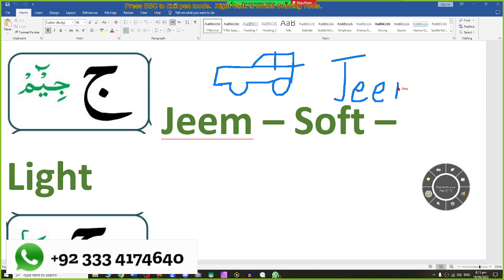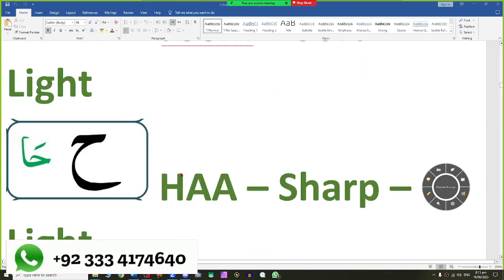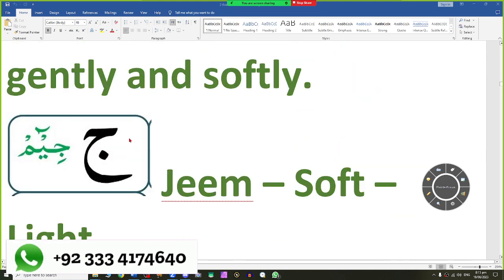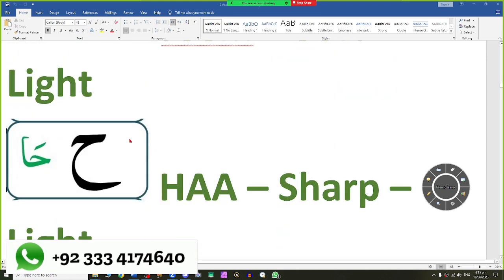So Jim is also a very easy letter. It is a soft letter and it is a light letter. There is no aw sound in it. All right. I will remember it because it looks like the letter J. Yeah, it looks like a letter J.